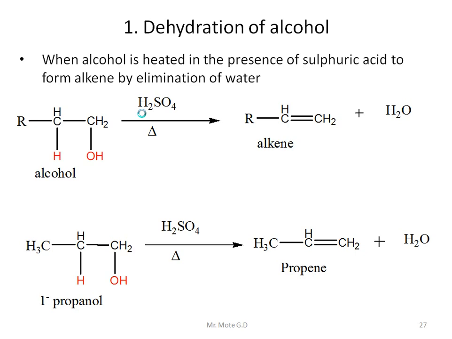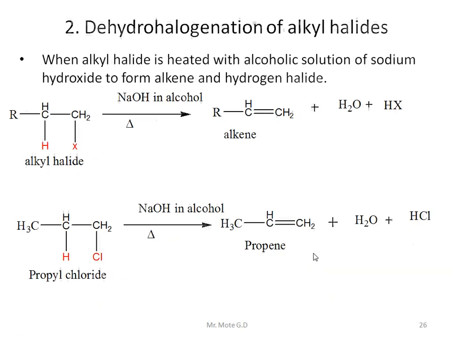dehydration of alcohol. So we have taken this alcohol and mentioned this OH group and CH group in that way. If we are treating alcohol with H2SO4 at heat, so OH and H are liberated as a water molecule, and this will produce the bond between the carbon and carbon. This will produce alkene. When we take 1-propanol treated with sulfuric acid, the water molecule is removed to form propene. So this is the dehydration of alcohol.